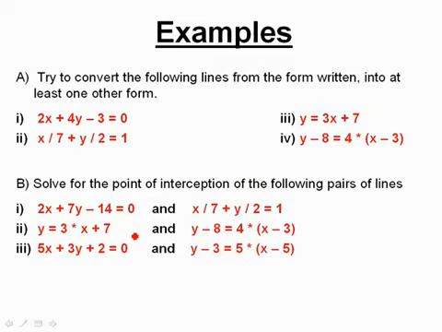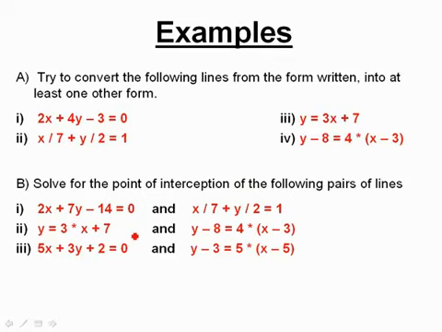And now we're at the end of this lesson. So all you have to do is try to solve these problems. So in part A, try to convert the following lines from the form written into at least one other form. Probably all of them, or at least most of them, can be converted to most of the other forms, but only try to convert to one. And in fact, don't always pick the same one. I showed you 4 different forms, so try to convert each of these into one of those 4 forms.